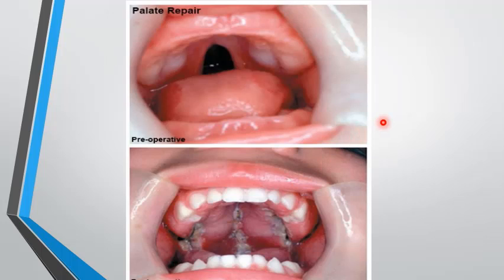This photo shows the operation. We start by making an incision here, and then an incision laterally, and then we move the two flaps medially to close the defect in the midline, and the lateral parts here are left to heal by secondary intention. The following video will show us the steps of the cleft palate repair.